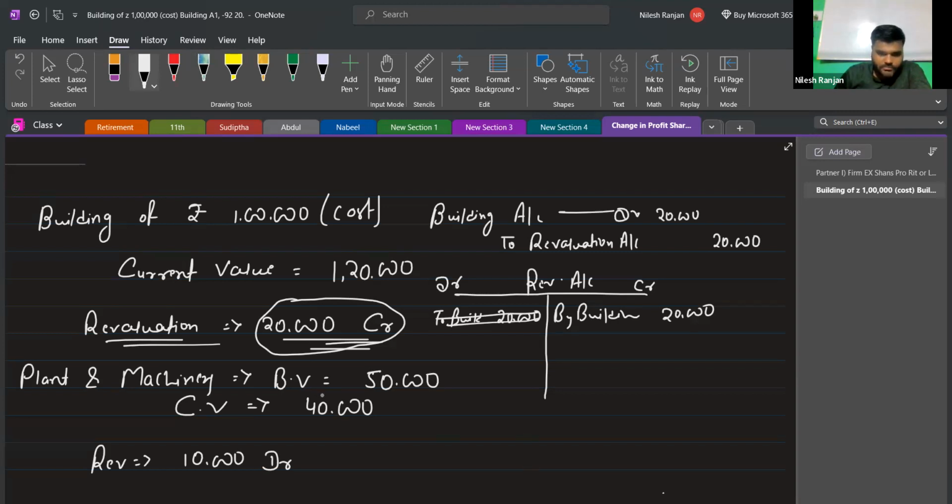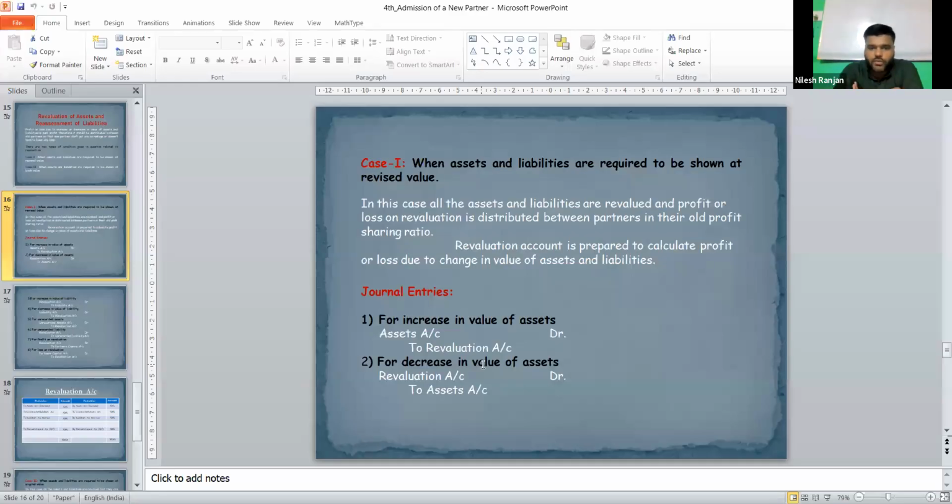So now journal entry here. You can see for increase in value of assets, it is assets account debit to revaluation account. You know, assets account is debited when there is increase in value. And assets account is credited when there is decrease in value. So you can see both entries here.